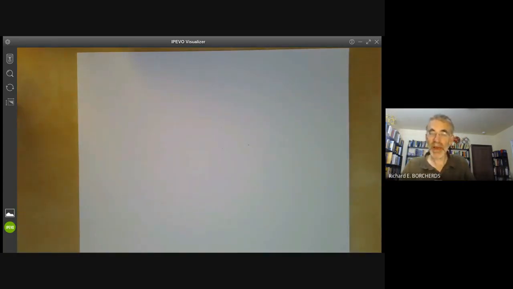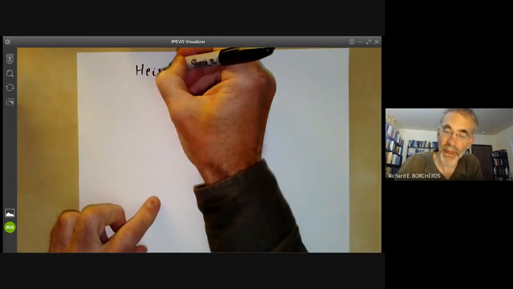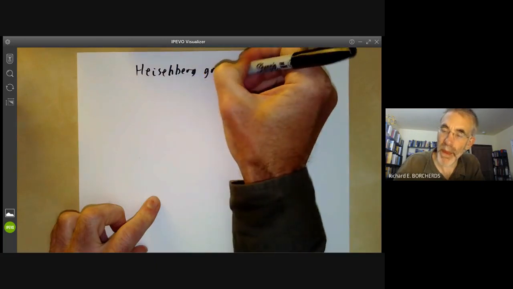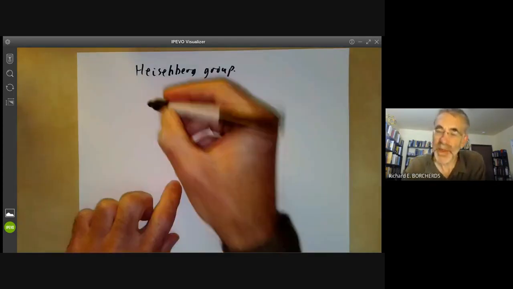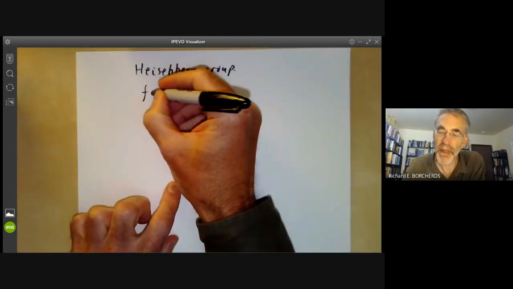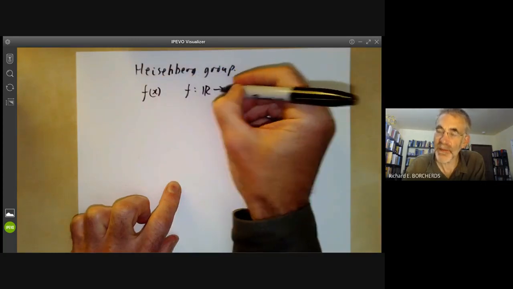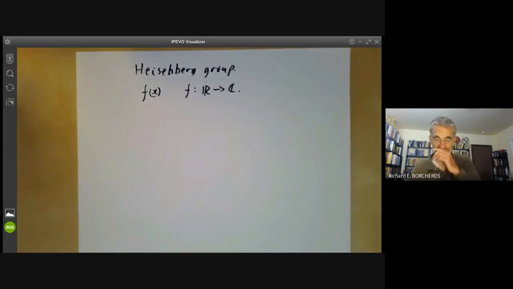Well, these groups are the analogues of the Heisenberg group in quantum mechanics. So let's recall what the Heisenberg group is. Suppose you look at all functions, so f is a function from the reals to the complex numbers. And then you can transform these functions in two ways.